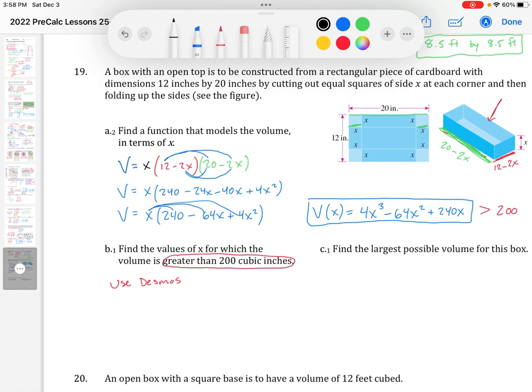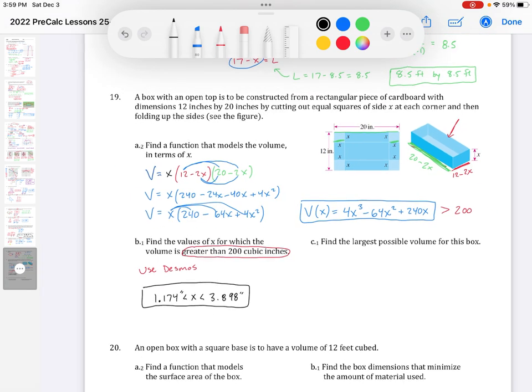1.174, and then it could go up until that other one was 3.898. And then those would be in inches. So it could go from 1.174 inches to 3.898 inches, and then that would give you a volume bigger than 200.